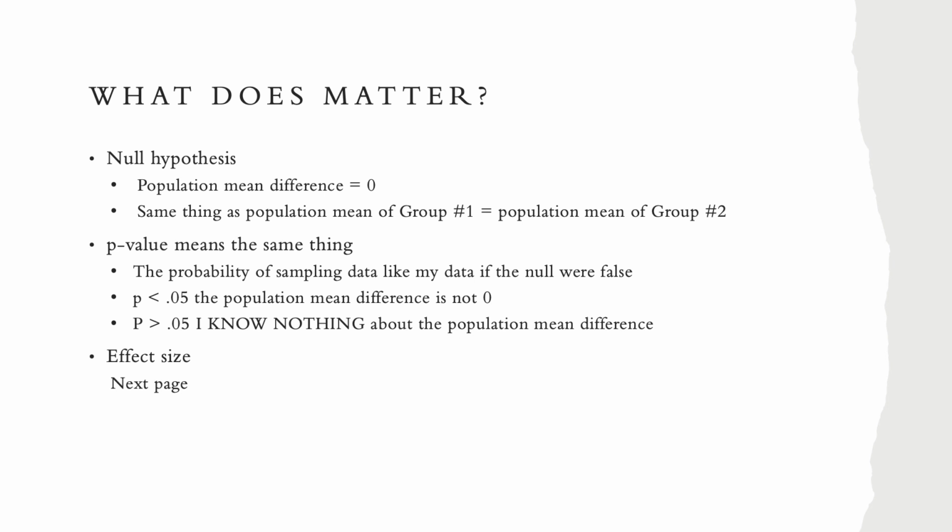Your p-value means the same thing as it always has. The probability of sampling data like my data if the null were true. If p is less than 0.05, the population mean difference is not 0. That's what I know. If p is greater than 0.05, I still know nothing. We are making inferences about population mean differences. If p is less than 0.05, we know that the population mean difference is not 0. If p is greater than 0.05, I know nothing. The other thing that matters is effect size.